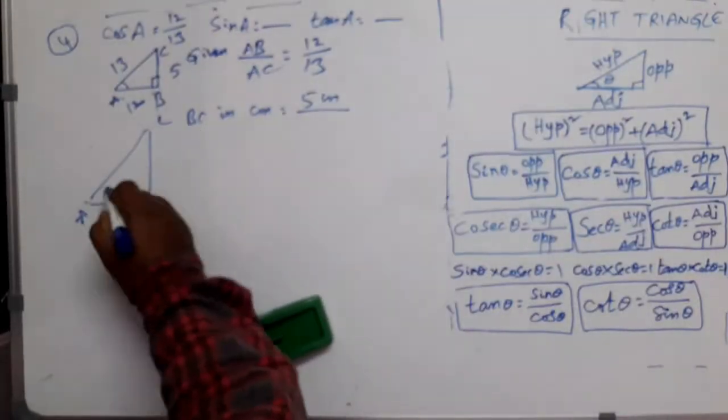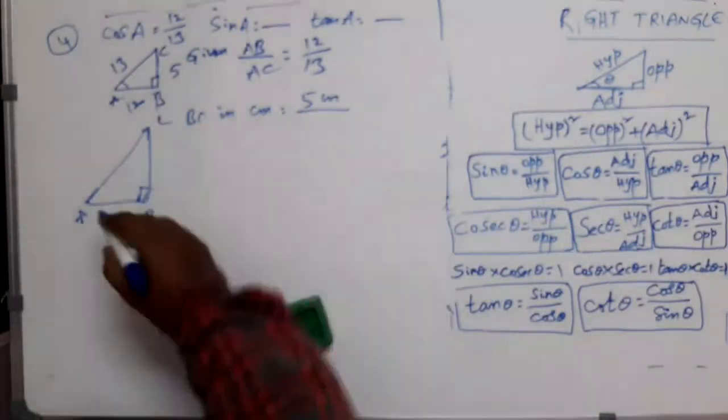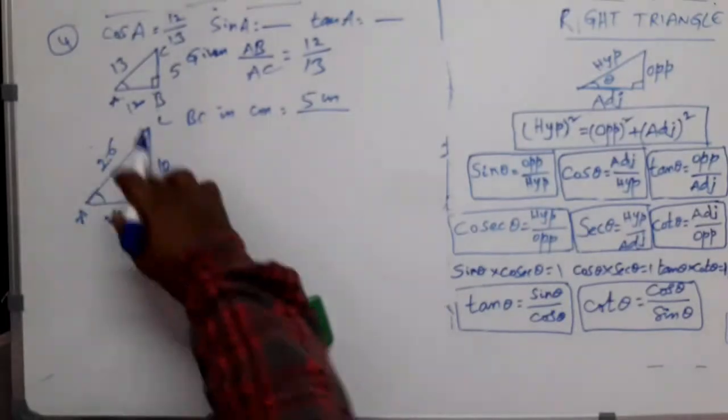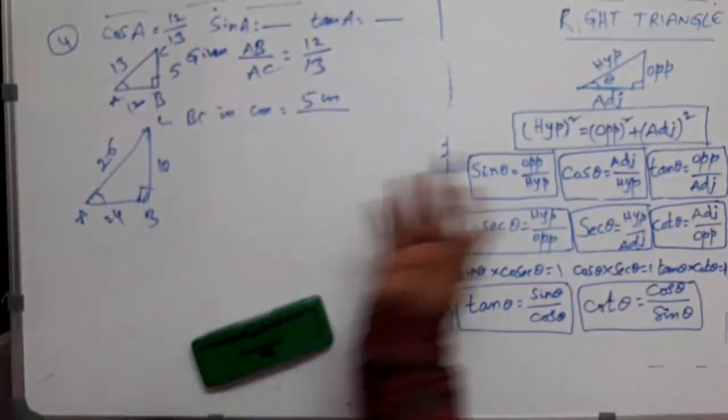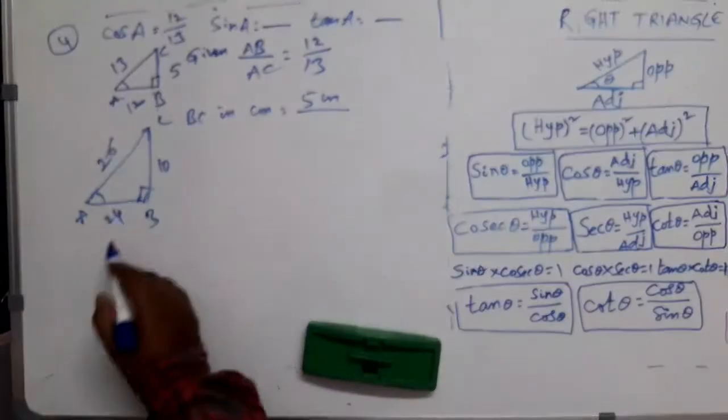I am drawing a small sketch of another right angle triangle ABC, right? This is 24, this is 10. For this, of course, Pythagoras theorem is satisfied here also. 26 square will be equal to 24 square plus 10 square. You can verify, right? But here also, what is the value of cos A?